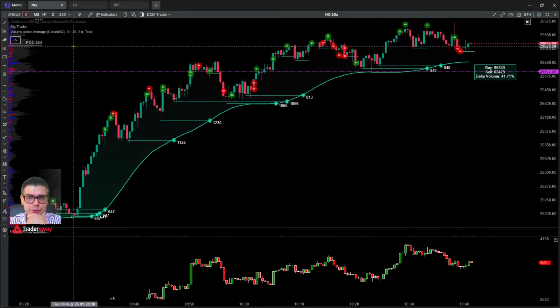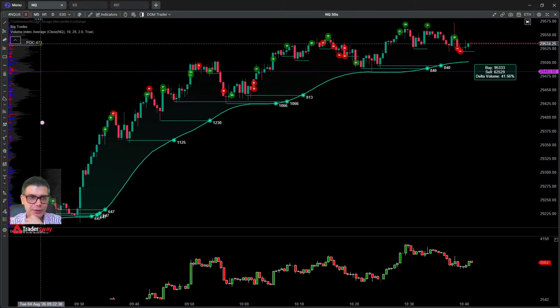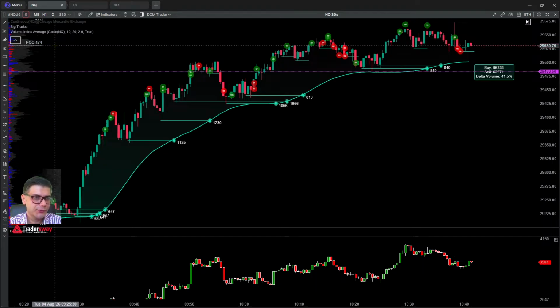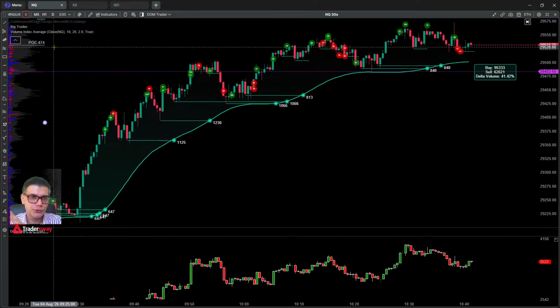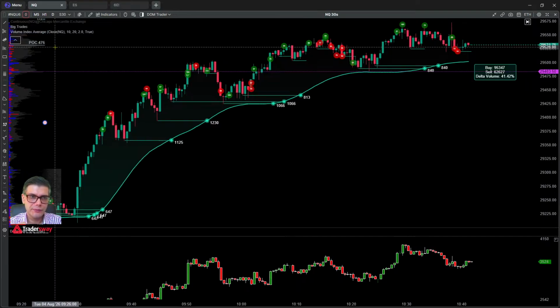Oh, the point of control is right here, 465. That's not a lot. That's very low. When I see a very small point of control, like 474, and these numbers, this tells me the market lacks liquidity. Usually in Nasdaq by now, that point of control should have had around 700 contracts.